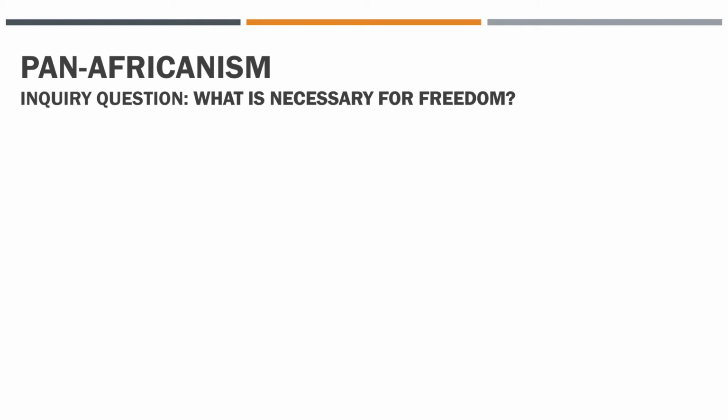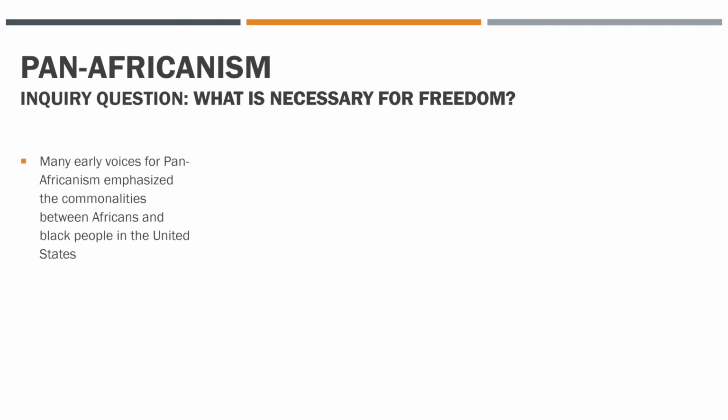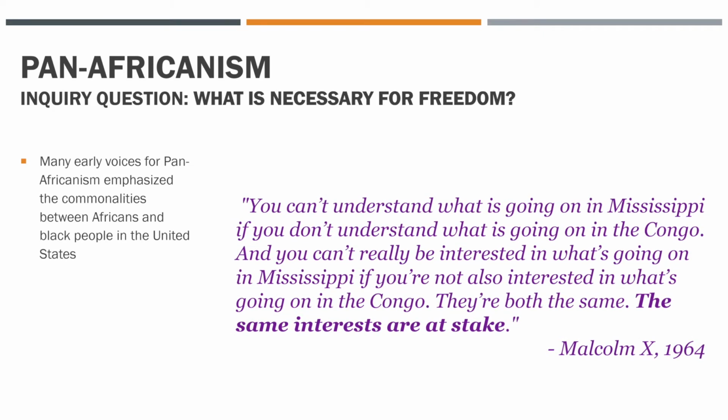We mentioned so many early voices for Pan-Africanism emphasize commonalities between the struggle between Africans and black people in the United States, like the African American experience. So a quote that kind of embodies this comes from Malcolm X. You can't understand what's going on in Mississippi if you don't understand what's going on in the Congo. And you can't really be interested in what's going on in Mississippi if you're not also interested in what's going on in the Congo.